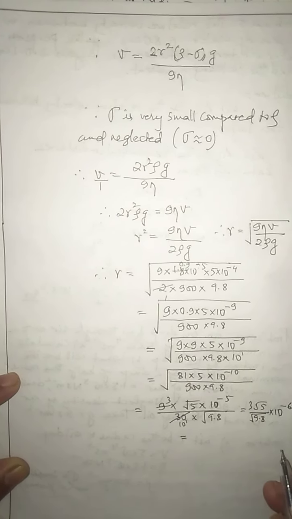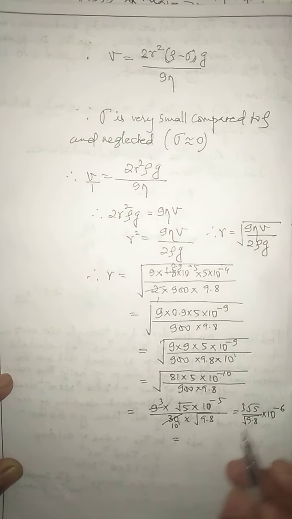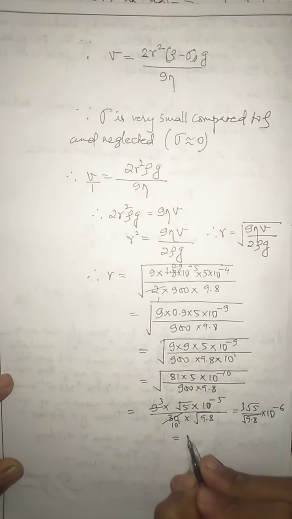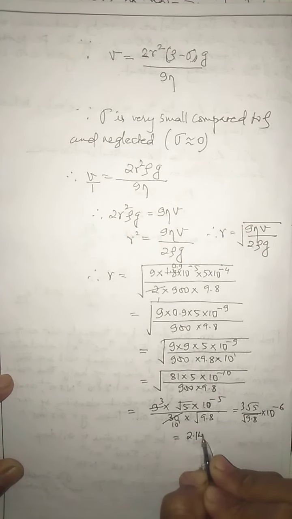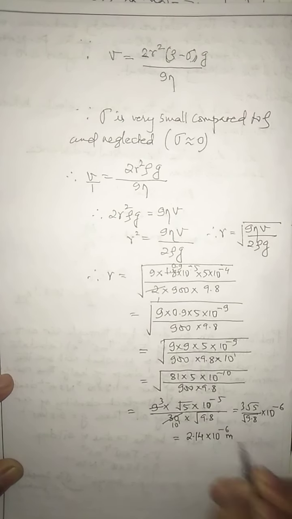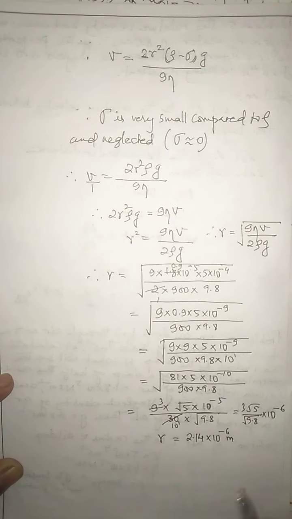Now in this case, children, if you calculate square root of 5 and square root of 9.8 and do the simplification, you get approximately 2.14 into 10 to the minus 6 meter, because we are measuring the radius, because this power will be 10 to the minus 6. But this calculation you can do with the help of calculator, children. You get 2.14. So your radius is 2.14 into 10 to the minus 6 what? Meter. So this is the first part of the answer.